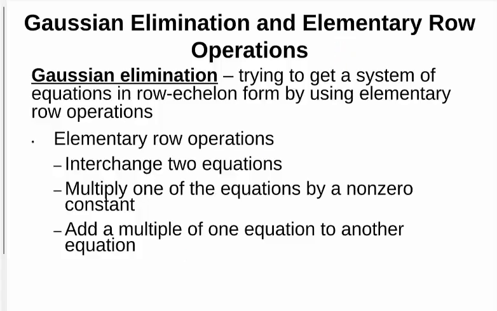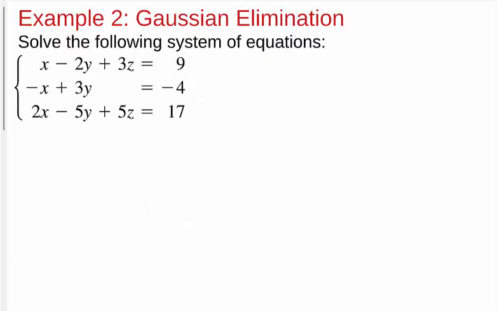So let's see an example of Gaussian elimination. Okay, so we have this following system of equations. X minus 2y plus 3z equals 9. Negative x plus 3y equals negative 4. 2x minus 5y plus 5z equals 17. All right, so our first goal, let's try to get rid of this 2x. That, I think, is our first thing.